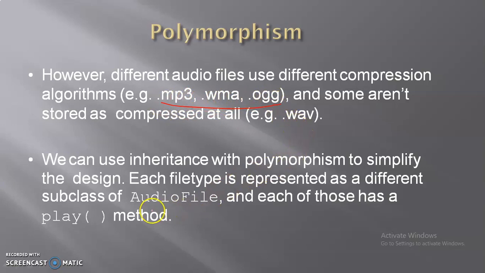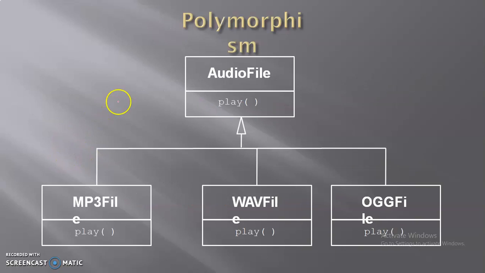One class will be created as the base class, that is the audio file, which has a play method, and each child class also has a play method. So the base class play method is overridden by the child class play method. Now here is the base class audio file, which has one play method, and we have three child classes. MP3 file is one child class, wave file is another, OGG file is another, and each class has a play method.